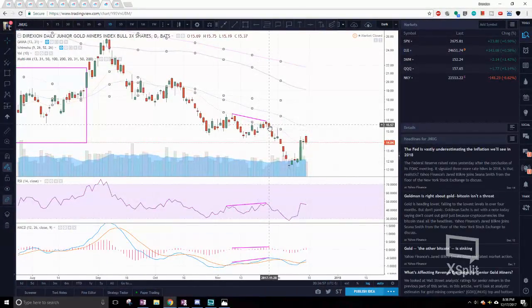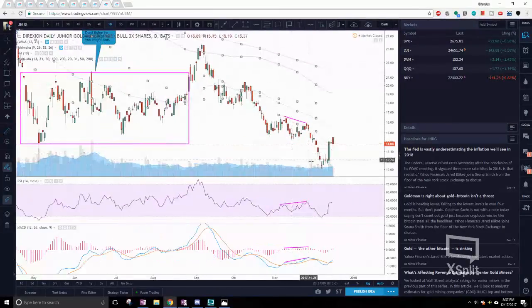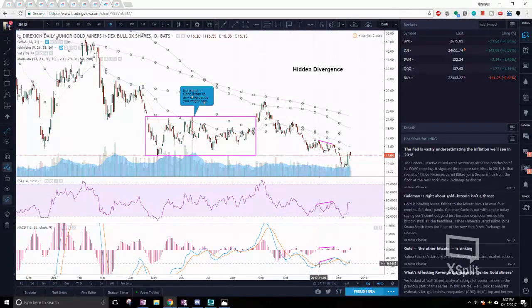Maybe I short this right here, and what are my gains? Man, look at that. 20% gain if you were to time this perfectly, just using RSI. We can also see MACD looks like it's also disagreeing. MACD histogram also seems to disagree with the price action.